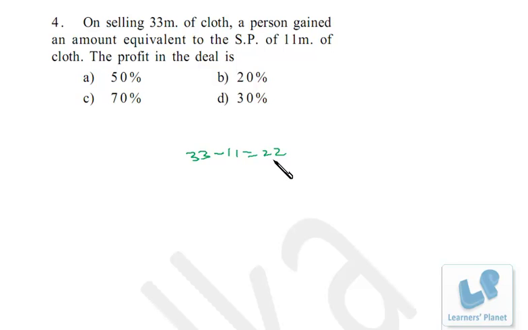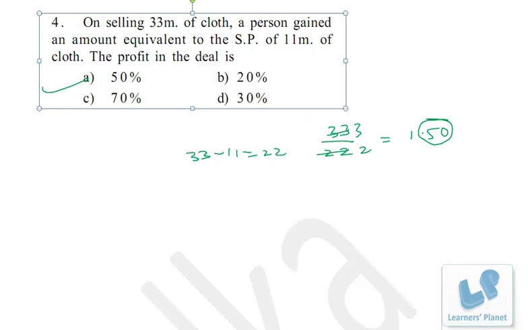Now we have to find out the profit percent. So to find out the profit percent, what do you do? Selling price by cost price. So that's 3/2. That means 150%. That means selling price is 150% of cost price. That means 50% profit is there. Okay, as simple as that.